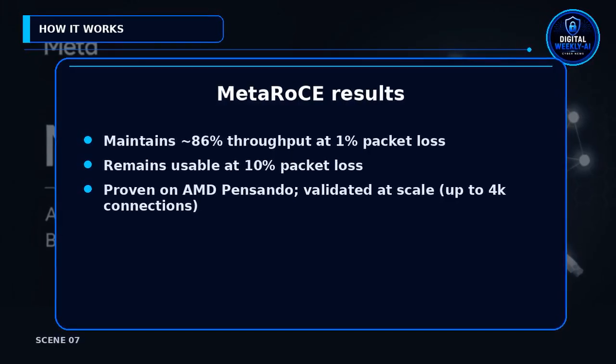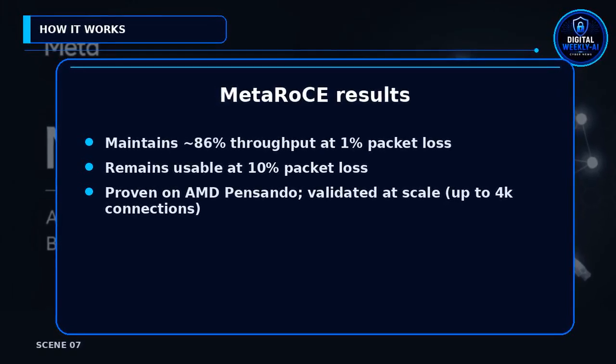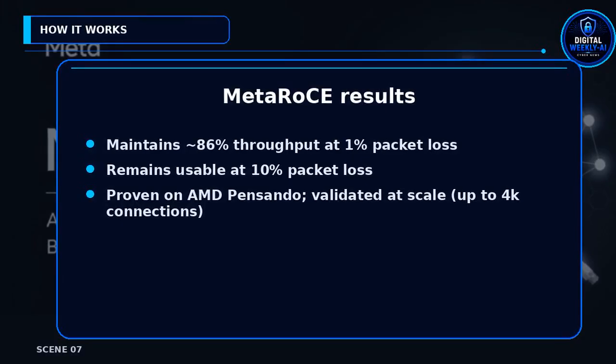Meta reports MetaRoCE maintains about 86% throughput at 1% packet loss and remains useful at 10% loss. An implementation was proven on AMD Pensando programmable NICs. Tests validated 4-plane and 8-plane topologies and up to 4,000 concurrent connections. In a 64-node GPU cluster, MetaRoCE outperformed RoCE v2 on throughput and flow completion time.